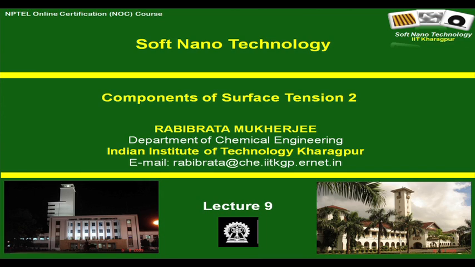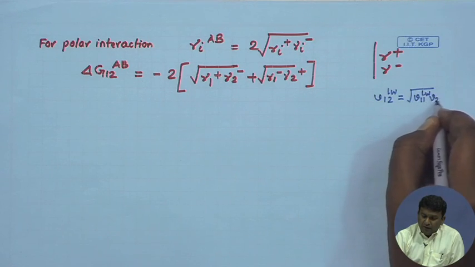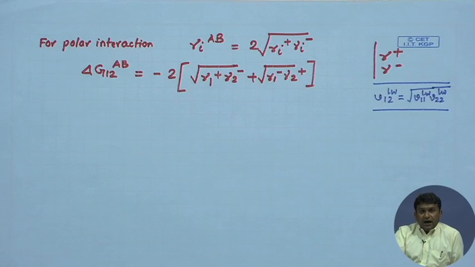So, we first talked about how to mathematically obtain an expression for the magnitude of the van der Waals interaction between two molecules of two dissimilar materials, provided the self interaction of the molecules V11 and V22 are known, and we came up with a formula that V12 LW is given as under root of V11 LW and V22 LW.